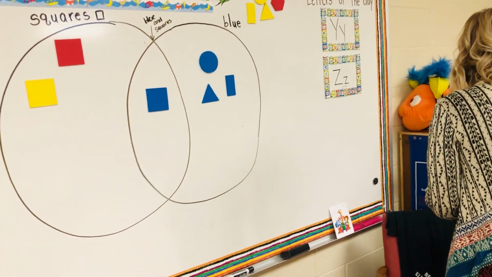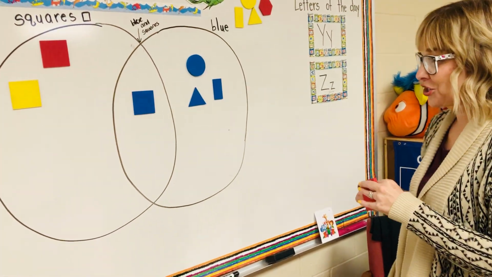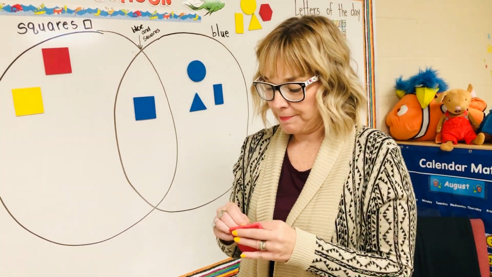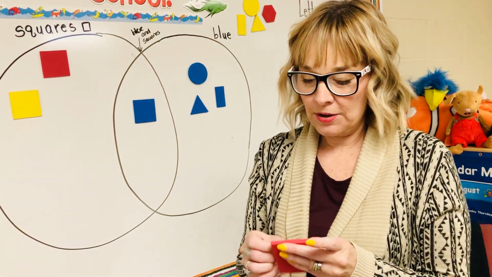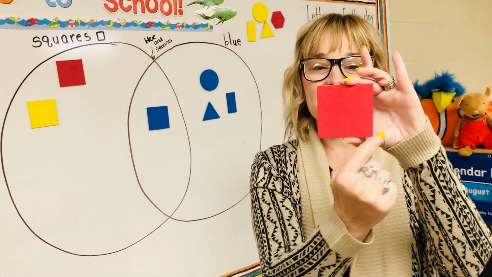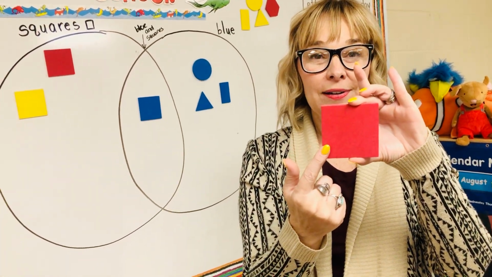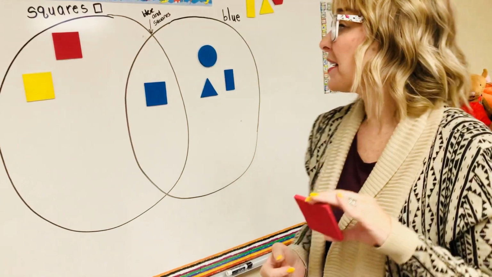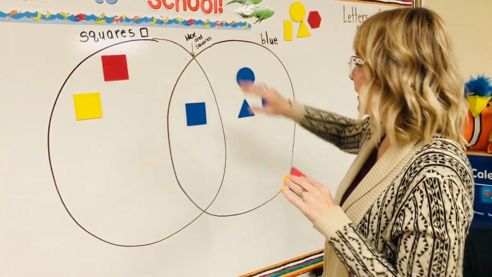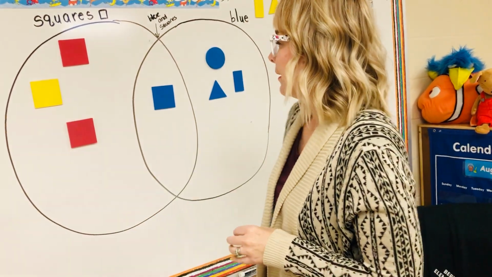Let's do this one. This one needs some tape. We're almost done. We've got a couple more shapes to determine. Another one. Is this one a square? Are all four sides the same? Absolutely. Is it blue? No, it's red, isn't it? So it can go with the squares, but it cannot go over with blue. So it's going to go over here.